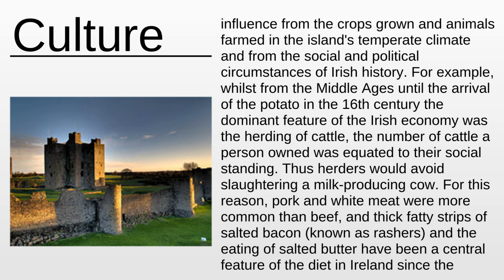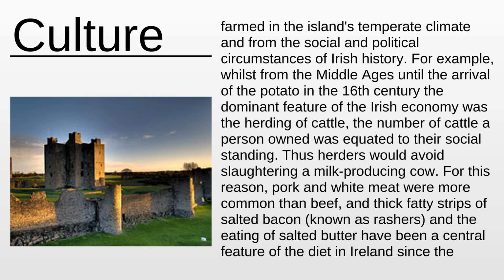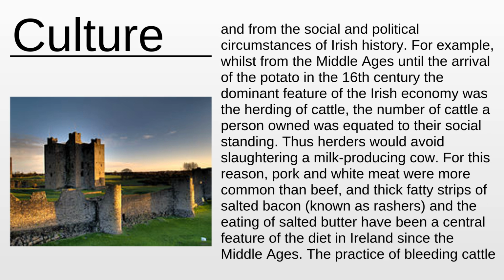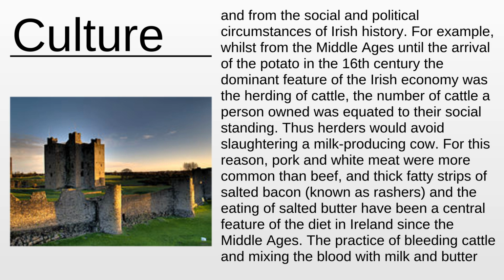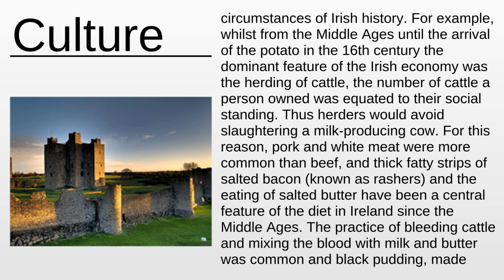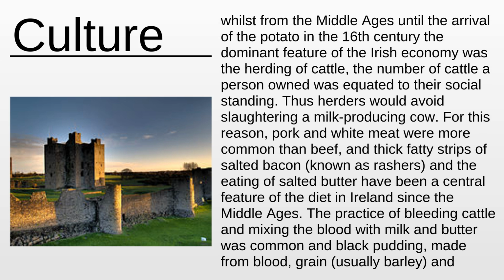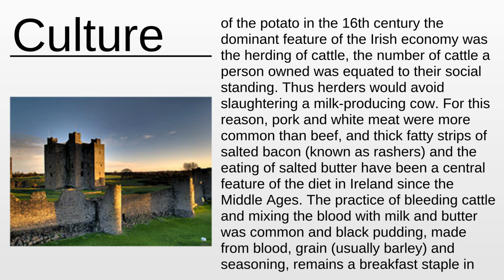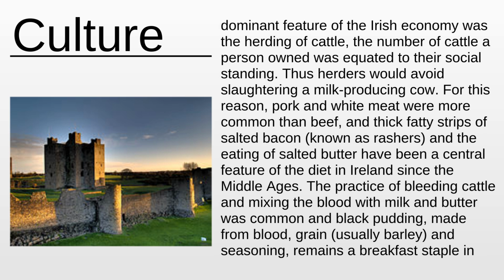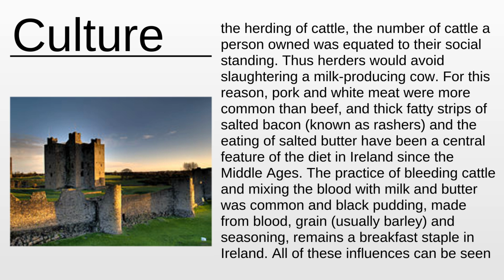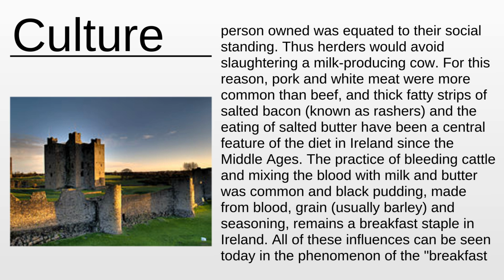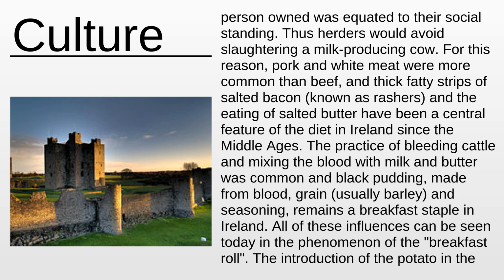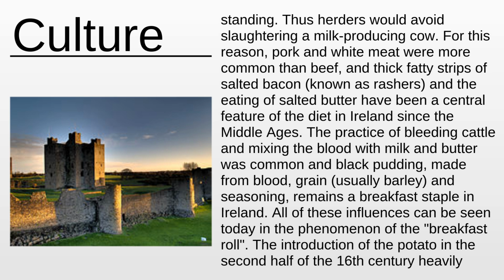Food and cuisine in Ireland takes its influence from the crops grown and animals farmed in the island's temperate climate and from the social and political circumstances of Irish history. For example, whilst from the Middle Ages until the arrival of the potato in the 16th century the dominant feature of the Irish economy was the herding of cattle, the number of cattle a person owned was equated to their social standing. Thus herders would avoid slaughtering a milk-producing cow.